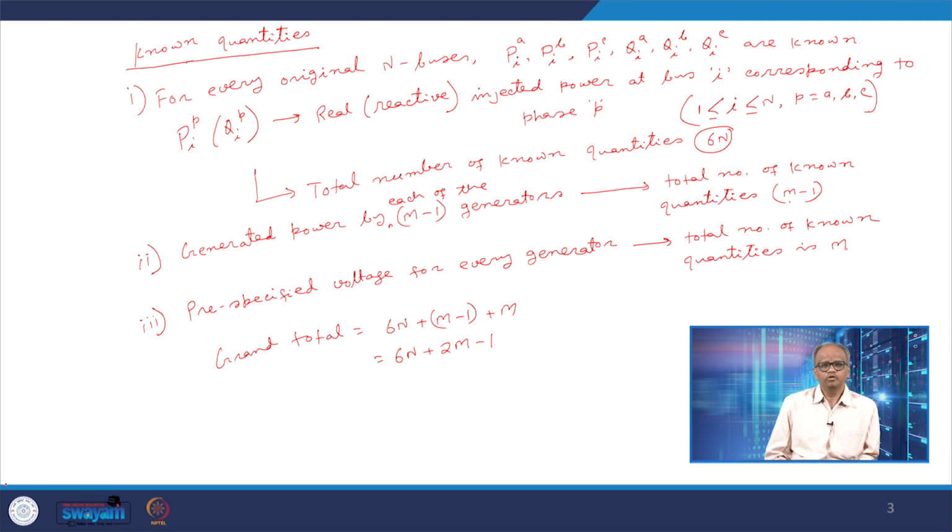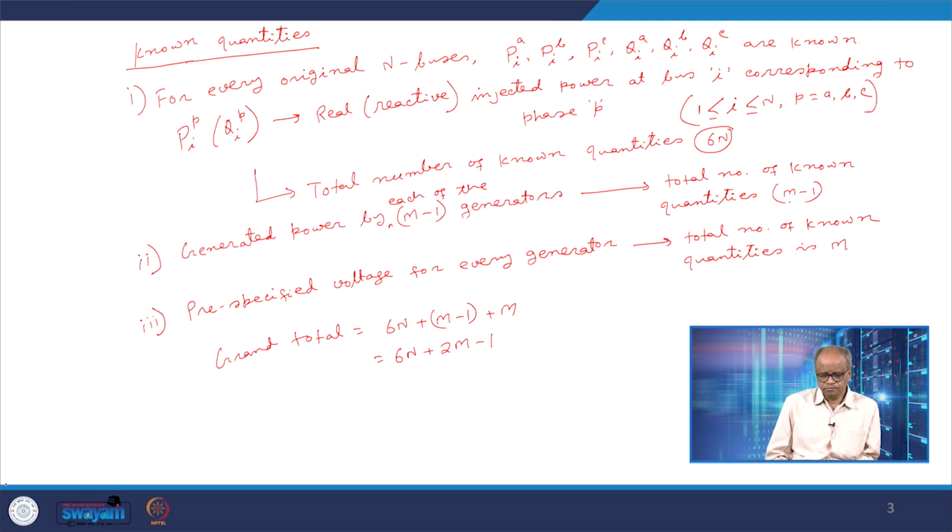So, therefore, for the remaining m minus 1 generators we would be able to pre-specify the total real power generation. So, therefore, from here we know a total of m minus 1 real power generations.